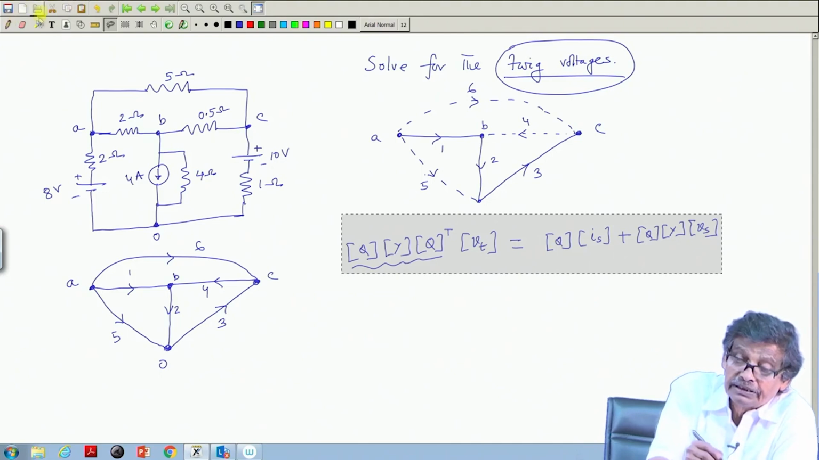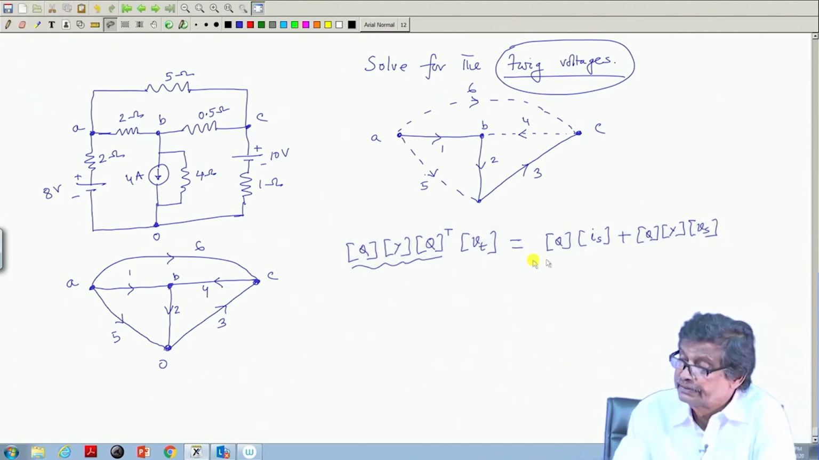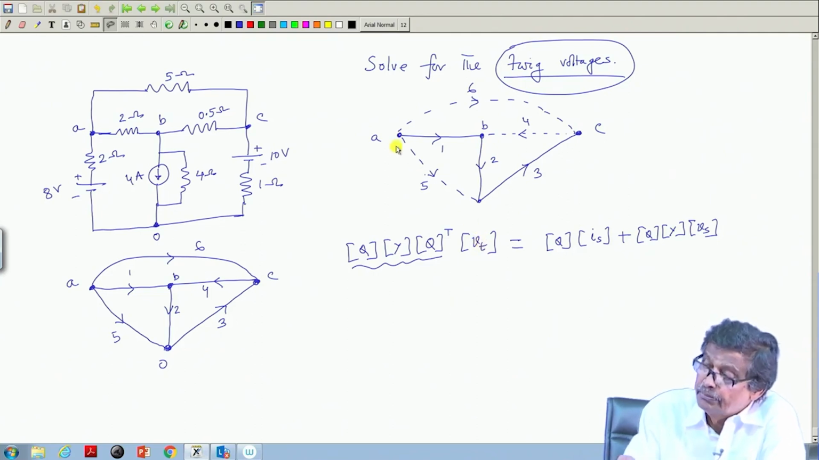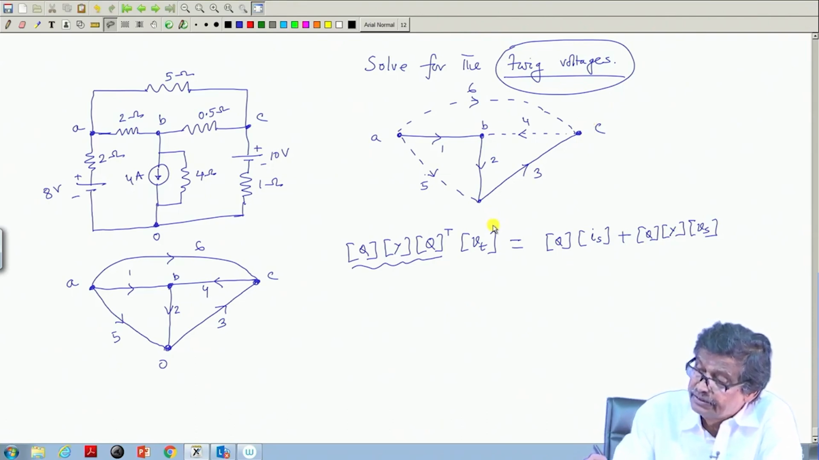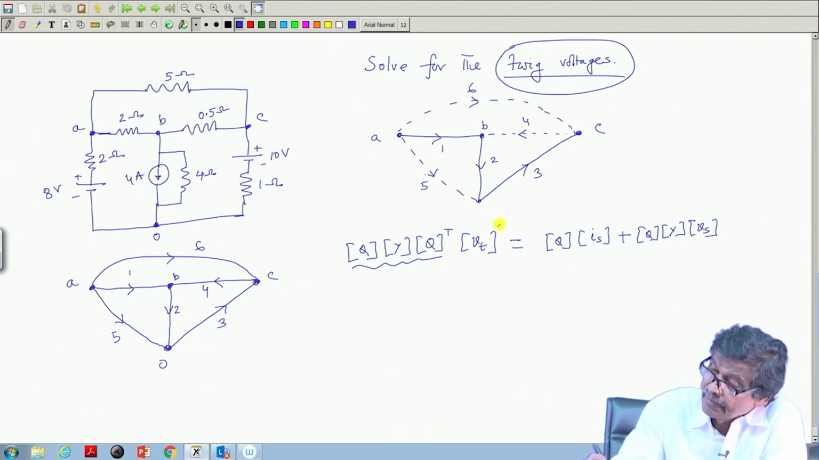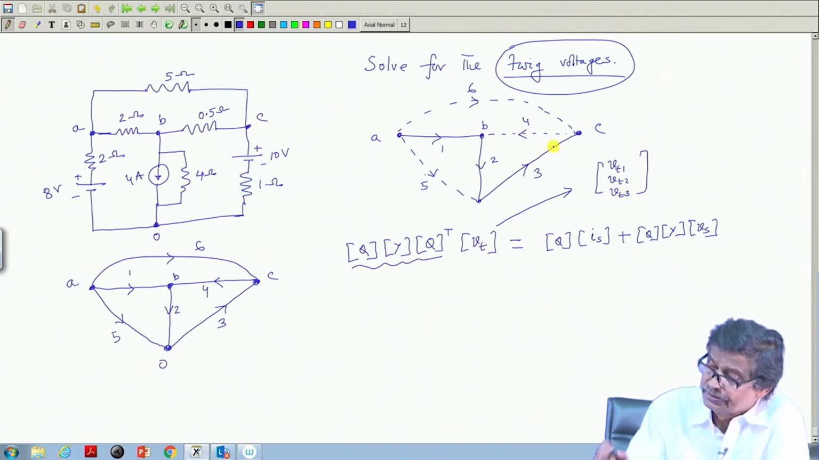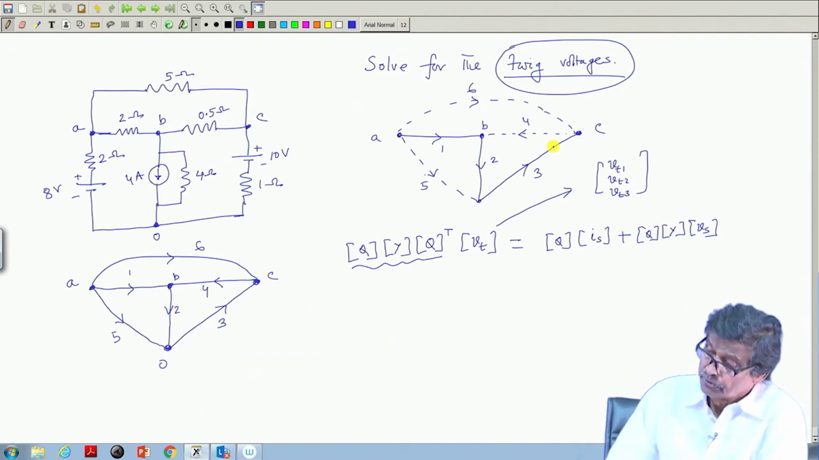Since I have to calculate the twig voltages, this equation is of concern. You know, Vt is the twig voltages. In this case, it will be V1, V2 and V3. This twig voltage here will be this column vector, VT1, VT2 and VT3. And if you know this, you know almost everything. So, this is what I have to calculate.